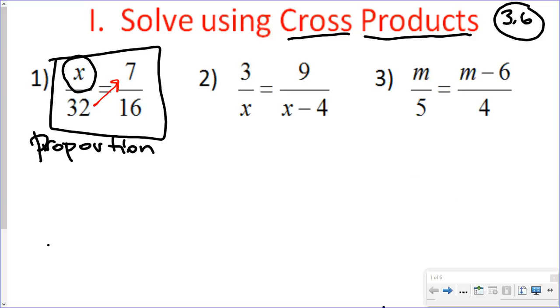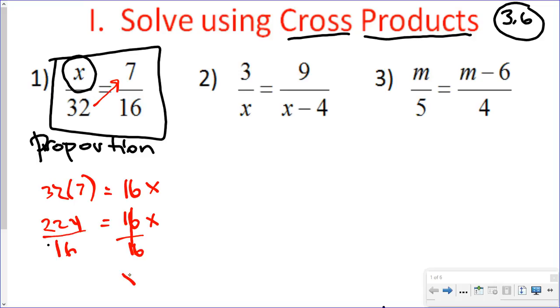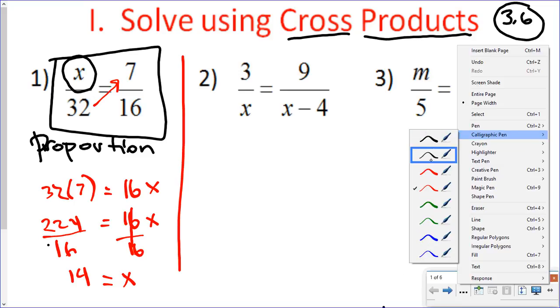32 times 7 is going to be down here, and that's going to be equal to 16 times x. Now, after I multiply 32 times 7, let's see, that's 210 plus 14, so 224 is equal to 16x. And what I'm doing right now is getting out my calculator. You should also be getting yours out. I will divide by 16 on both sides. That'll cancel out, and that means that x is equal to 224 divided by 16. That's 14. Change colors and move on to our next one.